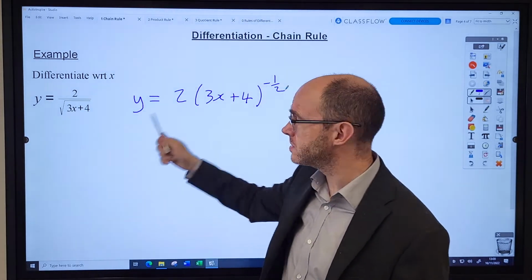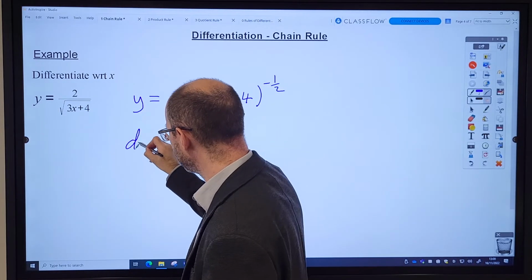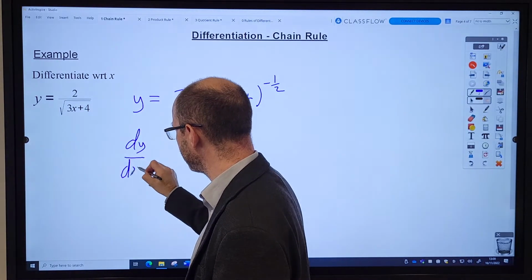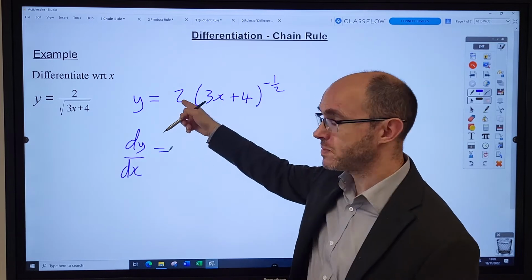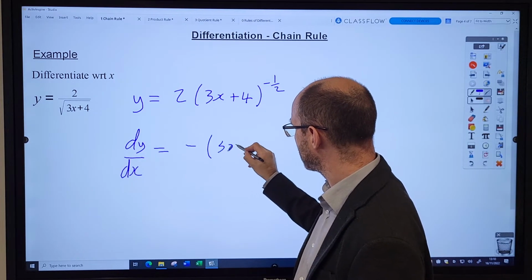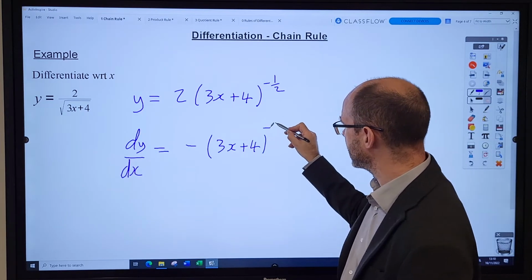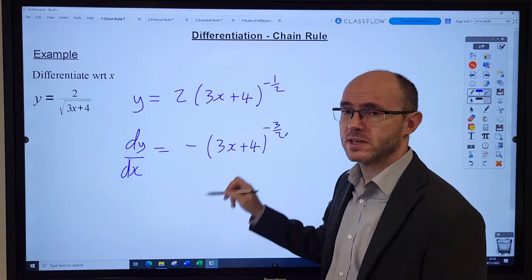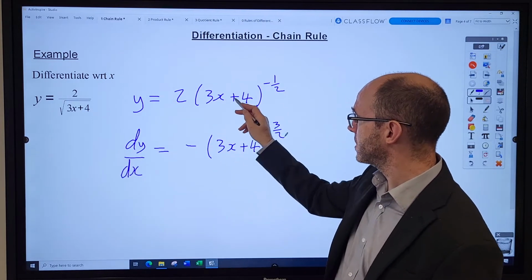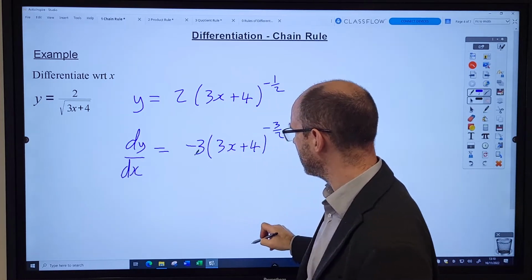Over root is the same as negative a half. Pause the video again, and then unpause it to check your answer. So negative half times by 2 is negative 1. So I'll put negative there. 3x plus 4. The 3 didn't come out properly there. To the power of negative 3 over 2. That's decreasing the power by 1. Then differentiate inside the brackets, 3. Or I can just sneak the 3 in there actually. There. And that's it.